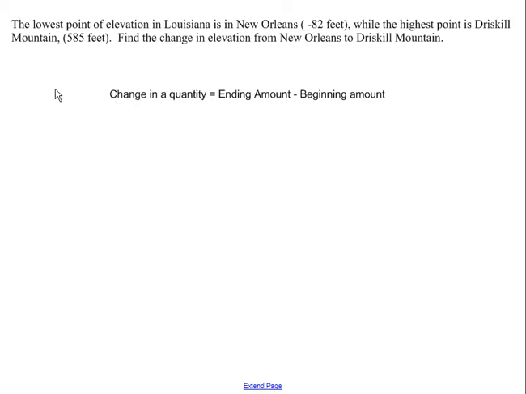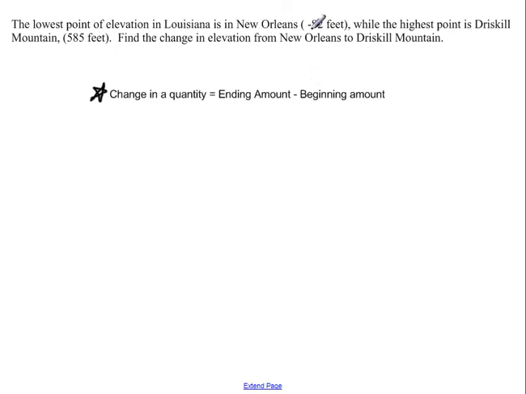So we want to go back to this idea that we've seen, that to find the change in a quantity, we want to take the ending amount minus the beginning amount. And we certainly want to pay close attention to which is the ending and which is the beginning, because the order that we do the subtraction in is going to matter a lot in terms of the sign of the change that we're going to end up with.